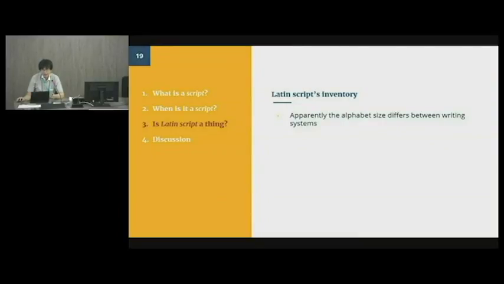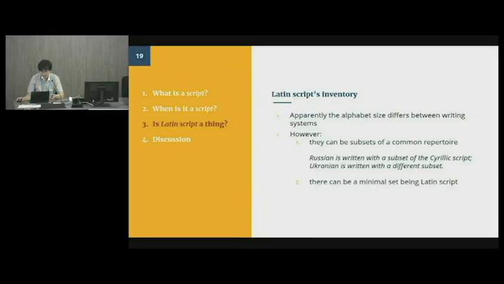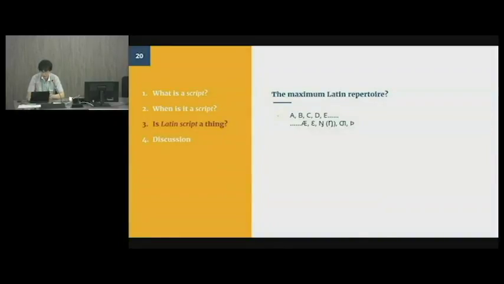Latin script inventory: of course, many alphabets have different sizes of letter inventories, but I believe the Unicode Consortium's definition says every writing system is just using a different subset of the same script. This is a possibility to maintain its oneness. Or there can be a minimal, essential set to be a Latin script. There is such a possibility. So let's examine the first choice, the maximum Latin repertoire.